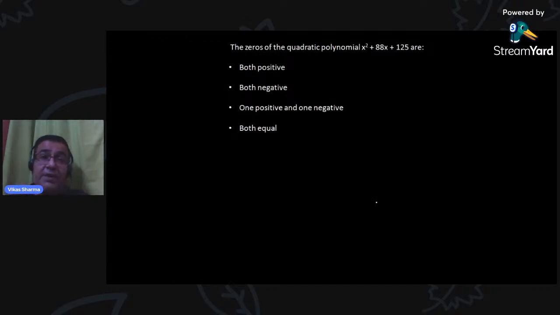Again, a multiple choice question. Here you don't have to solve anything. It's just a simple question: the zeros of the quadratic polynomial x squared plus 88x plus 125 are both positive, both negative, one positive and one negative, or both are equal. What do you think? Choose the correct answer. Write it in the chat box right now.